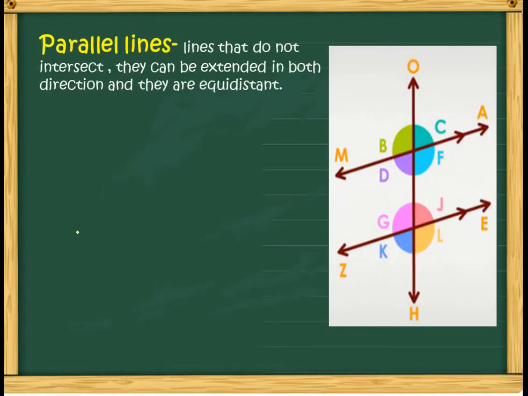We also have parallel lines. So, these are lines that do not intersect. They can be extended in both directions and they are equidistant. So, using this illustration at the right, the two parallel lines here are line MA and line ZE. These two lines are parallel lines. So, parallel lines, it means kahit i-extend mo sila on both direction, hindi sila mag-meet.